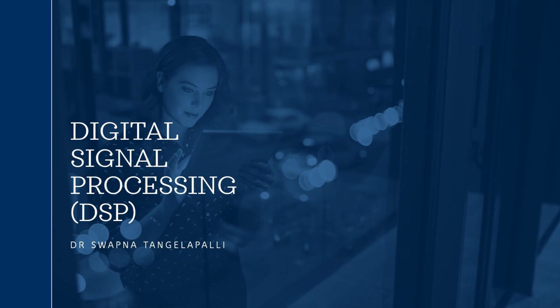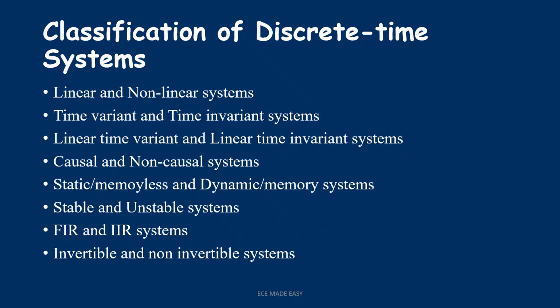Hey guys, today we'll see the concept in digital signal processing, which is the classification of discrete time systems. According to the classification, the discrete time systems can be classified as linear and nonlinear systems, time variant and invariant system, also called shift variant or invariant system, linear time invariant system, causal and non-causal system, static and dynamic systems, stable and unstable systems, FIR and IIR systems, invertible and non-invertible systems. So we'll see each one by one.